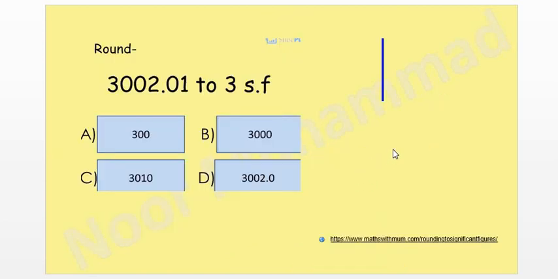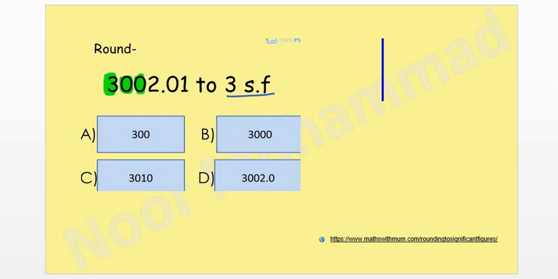Now here is another example, and it's a very important example because most of the students get very confused. Here in this question they were confused. Look at this, they are saying round this number to 3 significant figures, and you know that we start counting the significant figures from the first non-zero digit. So this one is the first non-zero digit, this one will be the second one, this is the first significant figure, this is the second significant figure, so this will be the third significant figure.